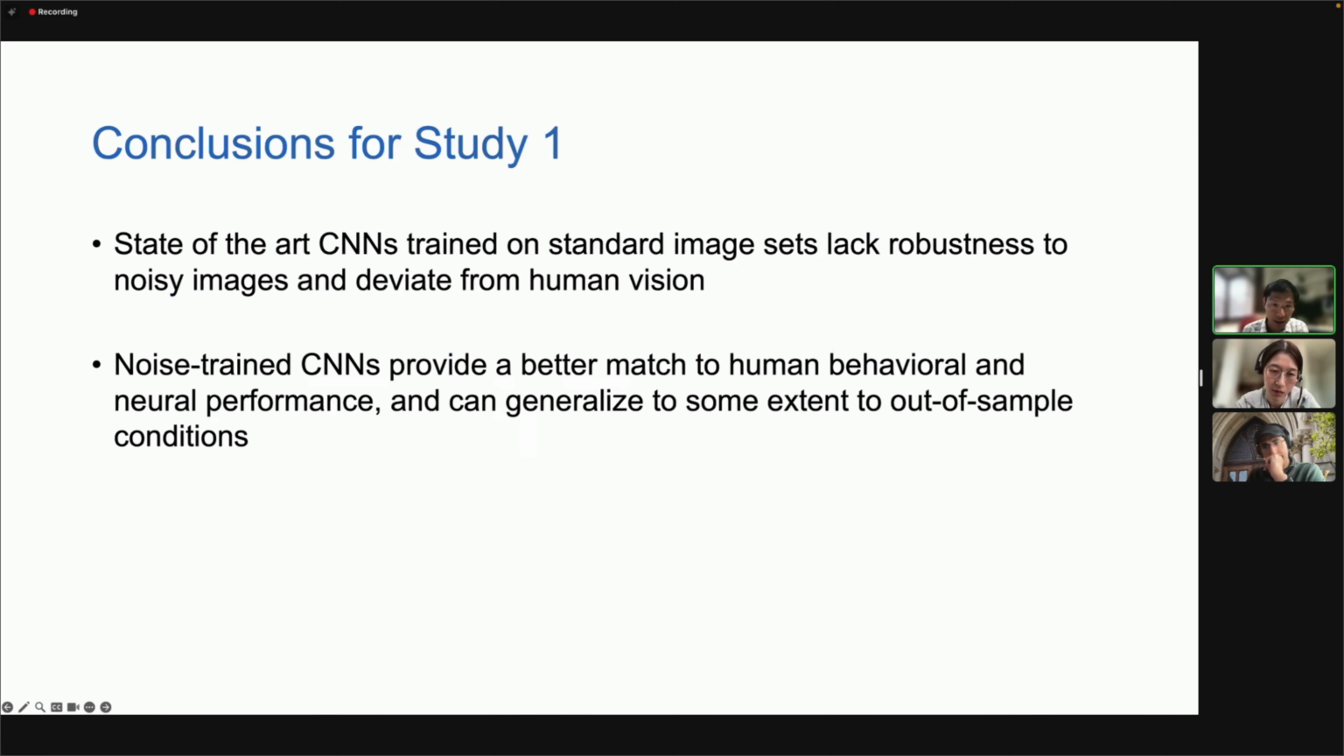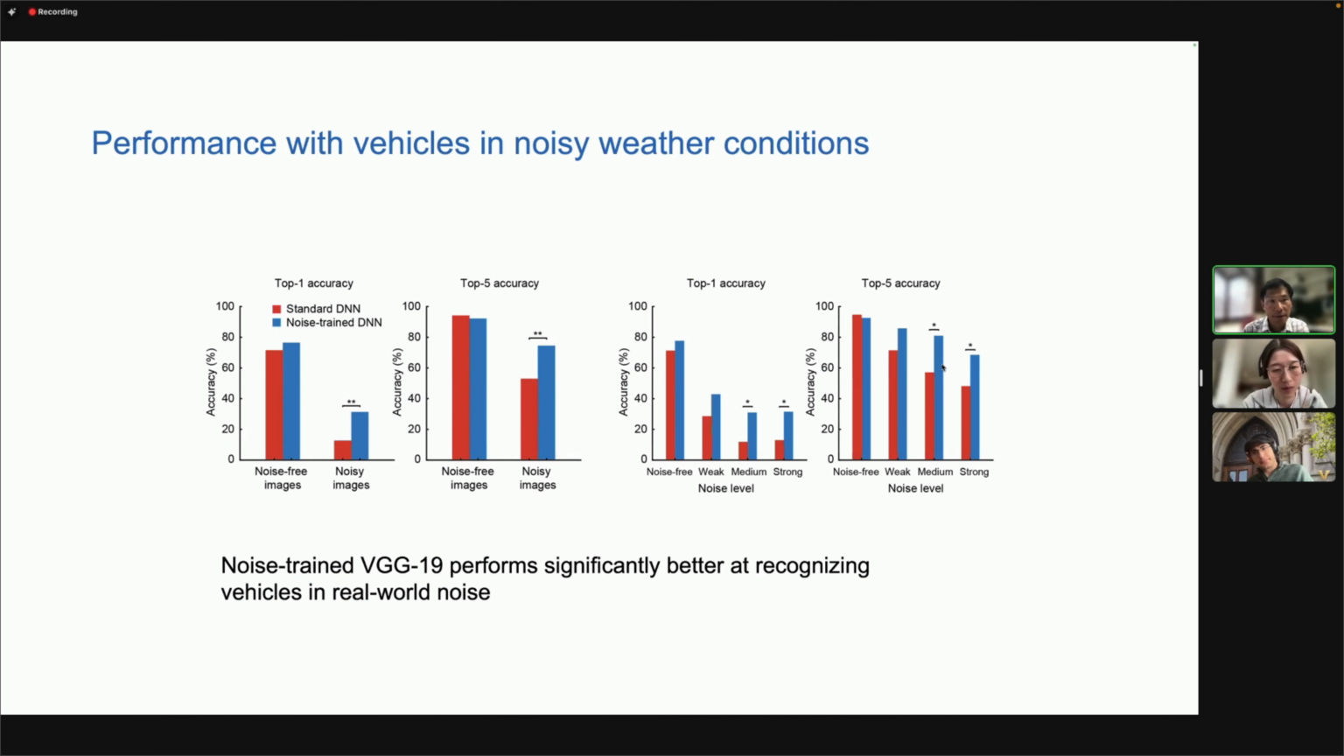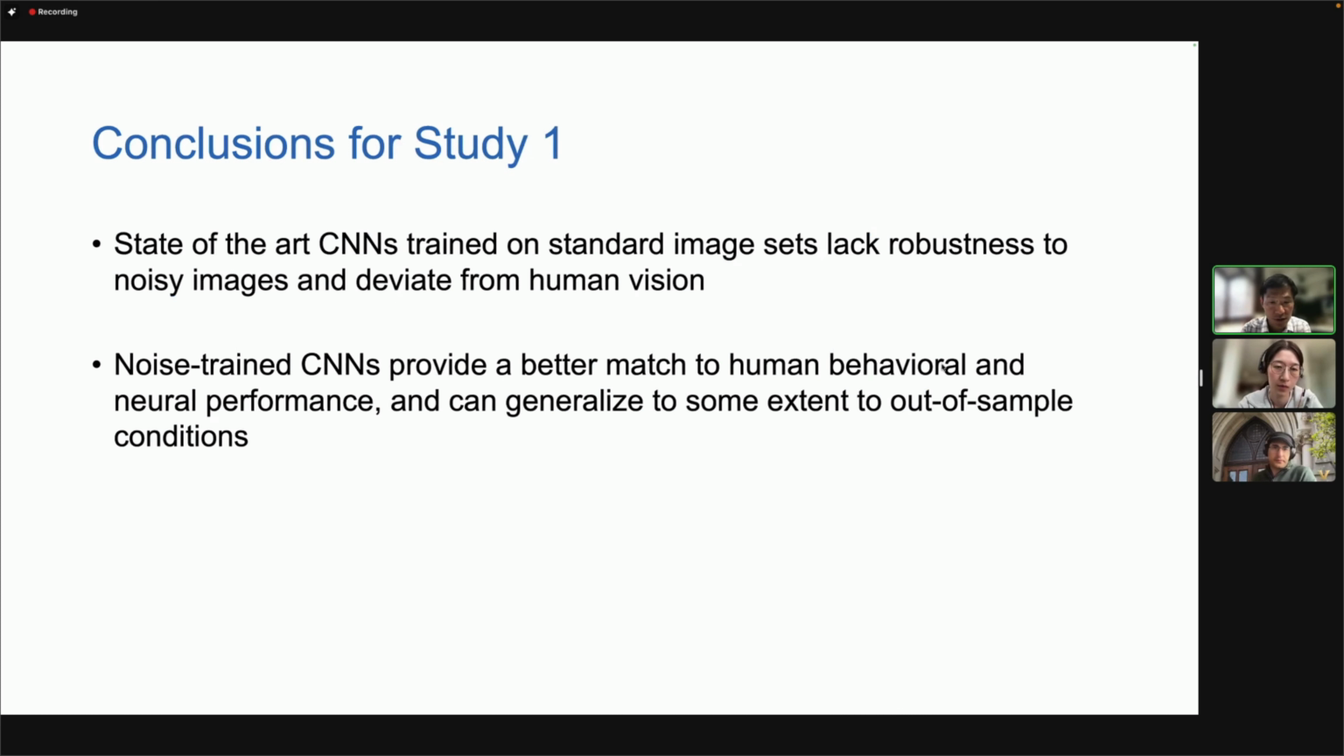We suspect, although we haven't proven that, this is because there is some partial image statistical overlap between real-world noise and artificial noise methods of generating noise, even though the overlap is far from perfect. Again, it's not a proof, it's just a suggestive piece of evidence. So the conclusion for this first study is that state-of-the-art CNNs trained on standard image sets lack robustness to noisy images and deviate from human vision, and that noise-trained CNNs provide a better match to human behavioral and neural performance and can generalize to some extent to out-of-sample conditions, such as those real-world noisy object images.